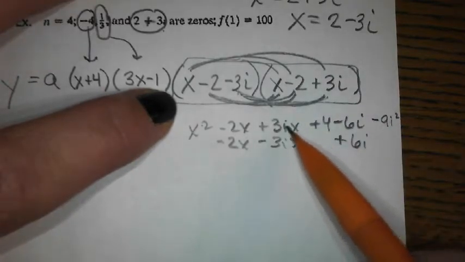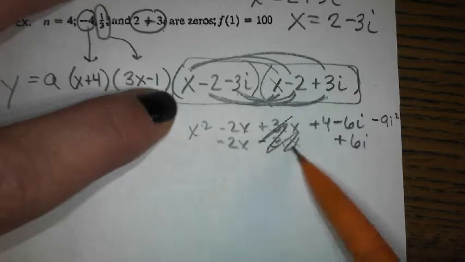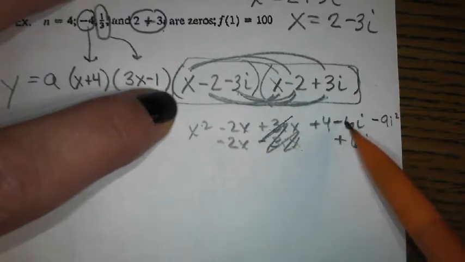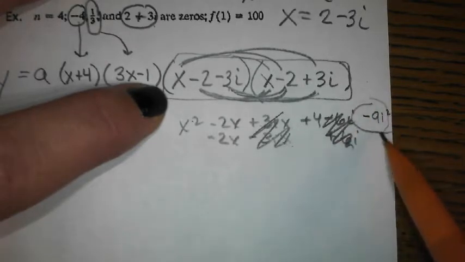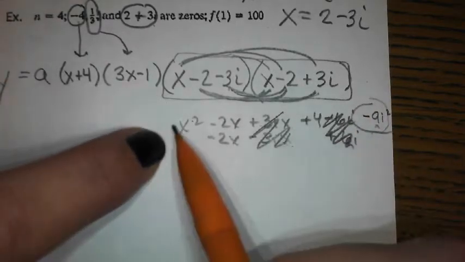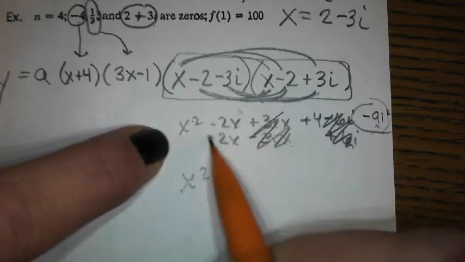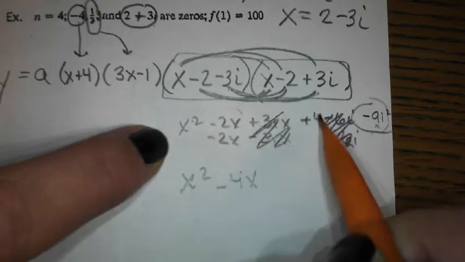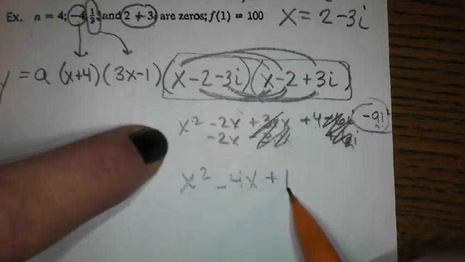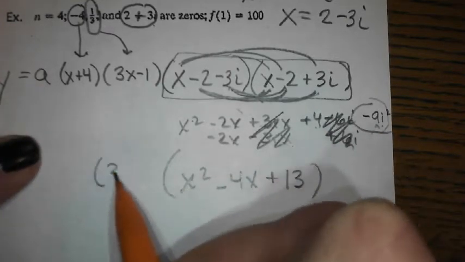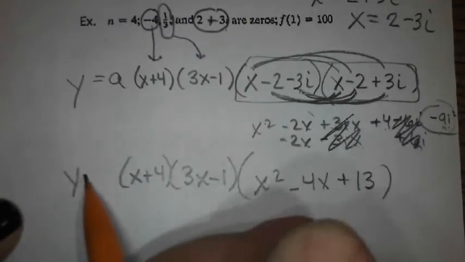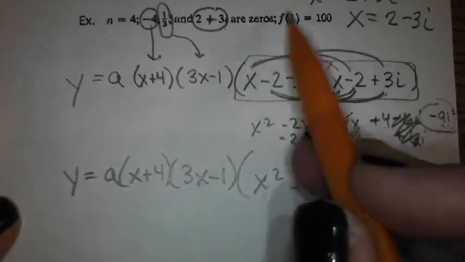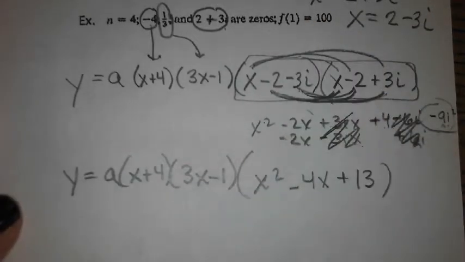So do you see how plus 3ix minus 3x will cancel? Negative 6i plus 6i will cancel. And this is going to turn into a what? Plus 9. So it's going to be x squared minus 4x plus 4 plus 9 is going to be plus 13. And there's that trinomial we talked about. And so once we've worked out those imaginaries, this is when I would now plug in the point 1/100. Are we good with that? Okay?